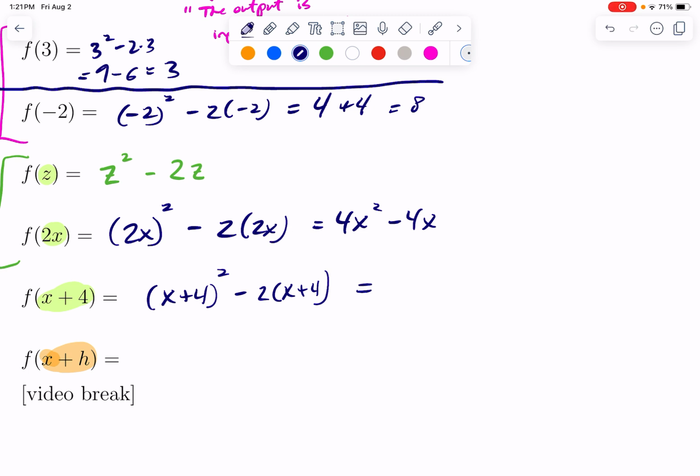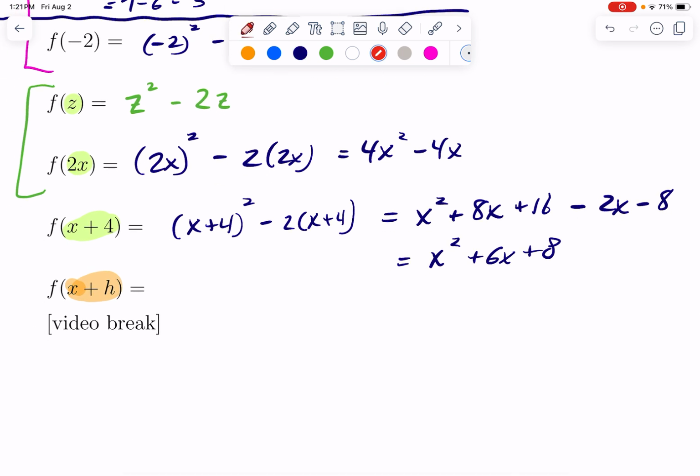So if we square out the first part, by FOIL we'll get x squared plus 4x plus 4x is 8x plus 16, then minus 2x minus 8. Make sure you're distributing that negative. Negative 2 goes to x and to 4. So when we group like terms here, we get x squared plus 6x plus 8.